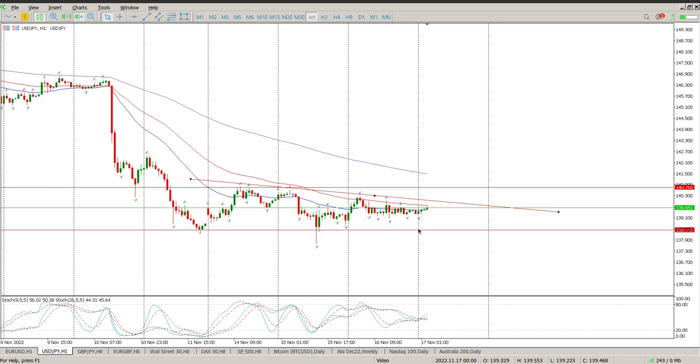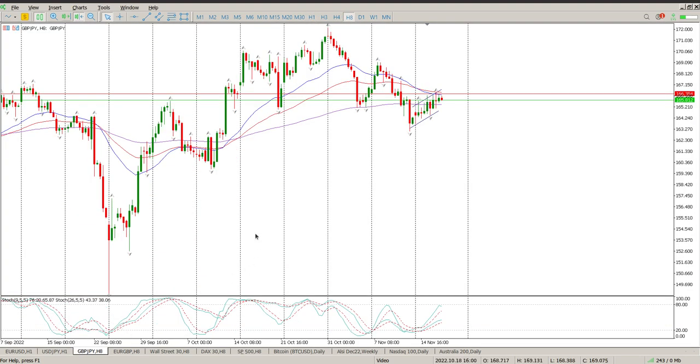So I would be watching this level here for a break to the downside. That's 138.441. Break and retest that area, then that validates a continuation to the downside. Until that happens, I'm not interested. I will sit quietly and wait.